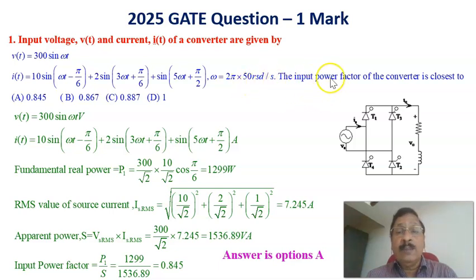The question is: the input power factor of the converter is close to what? What is the power factor at the input side? And the answers are given: A equal to 0.845, B equal to 0.867, C equal to 0.887, and D equal to unity.